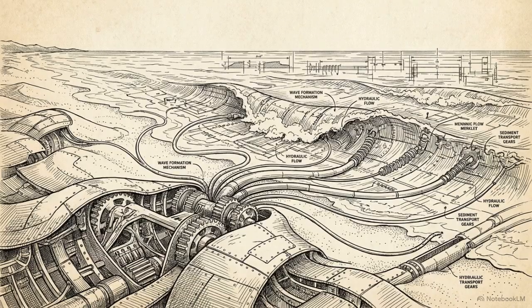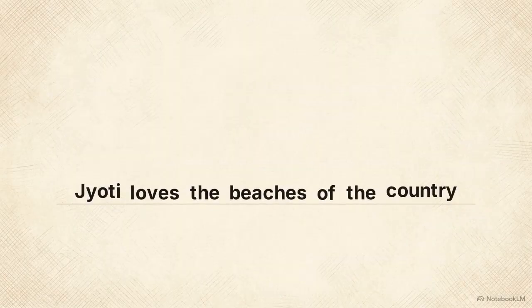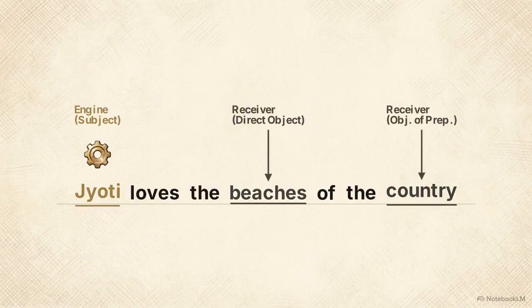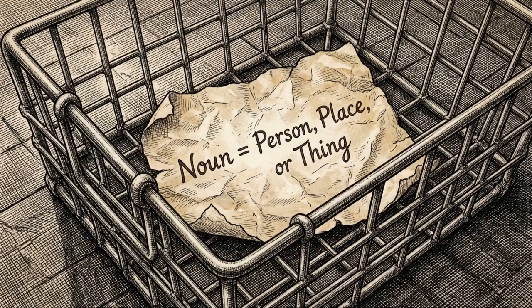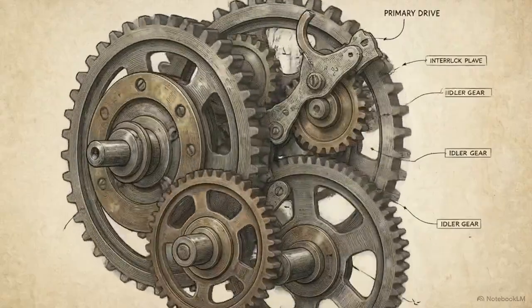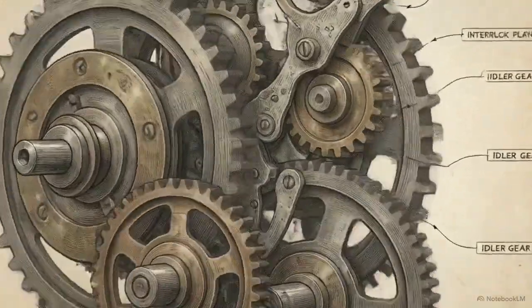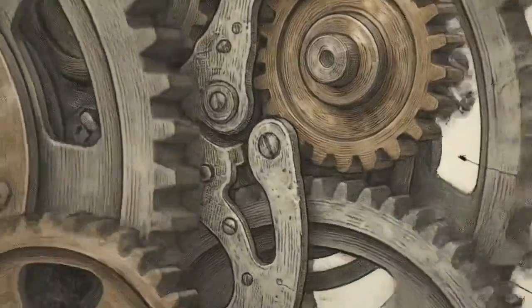Look at this sentence. "Yoti loves the beaches of the country." Based on what we've covered, try to identify which noun is the engine of the sentence and which ones are acting as receivers. A functional approach to grammar shifts the focus away from memorizing definitions. When you understand how these parts fit together, you gain the ability to navigate and utilize the internal logic of the English language.